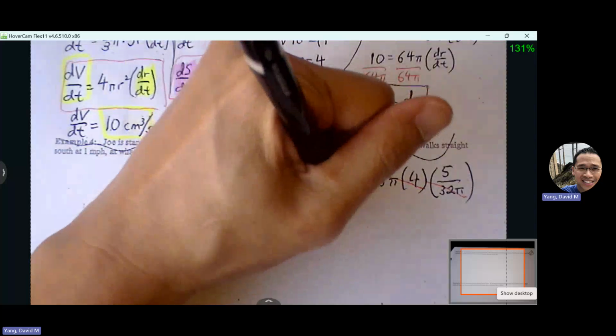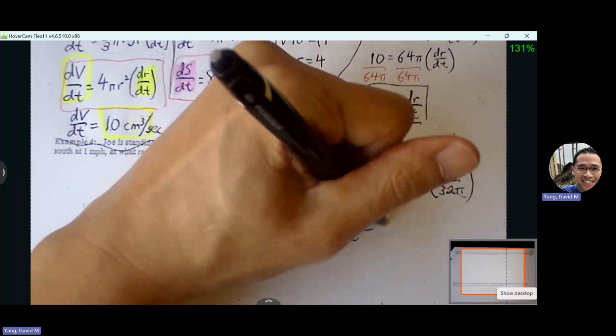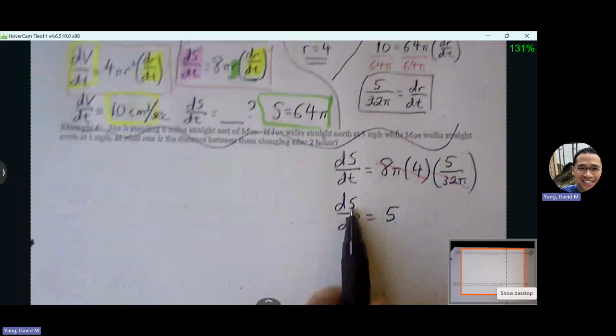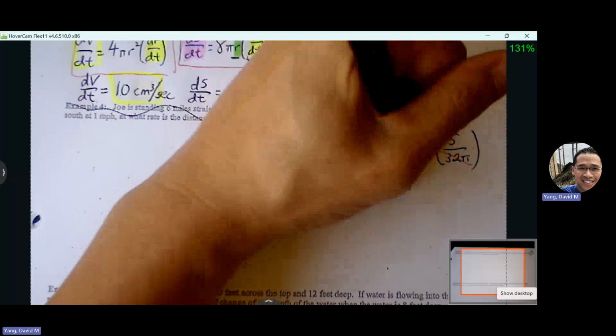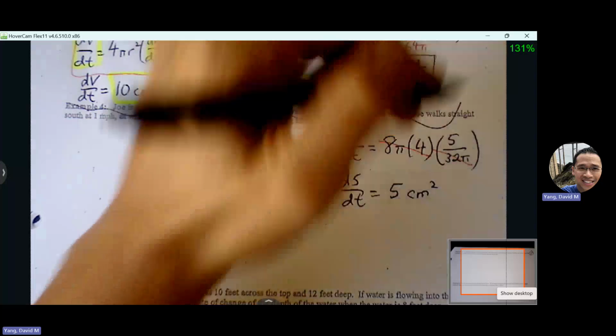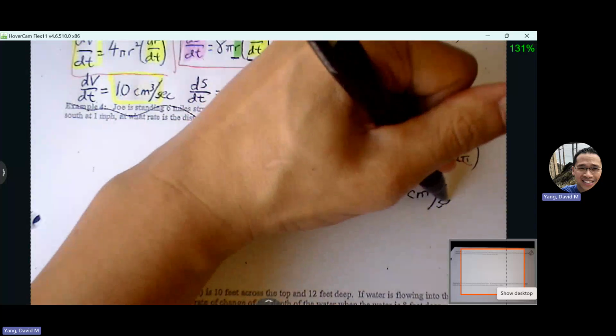Okay, let's talk about units for a moment. ds over dt is 5. Surface area. Focus on that word area there. What's the unit for area? Yeah, centimeters squared per second. Good. Time is seconds. So there's our value here.